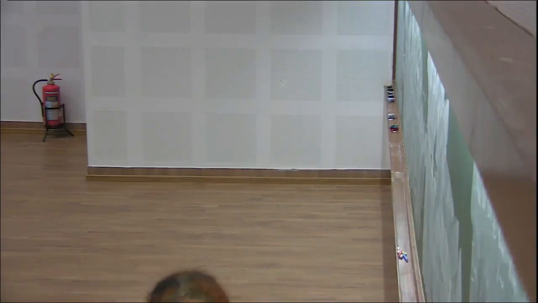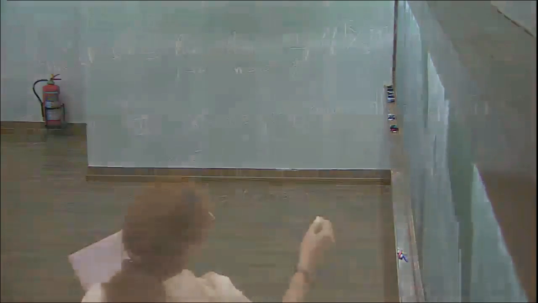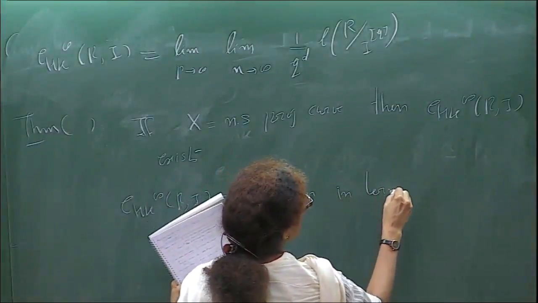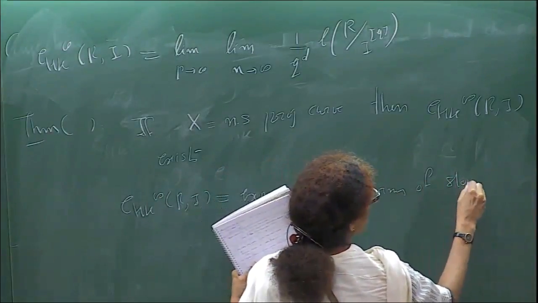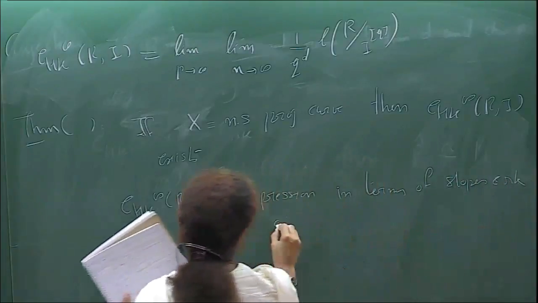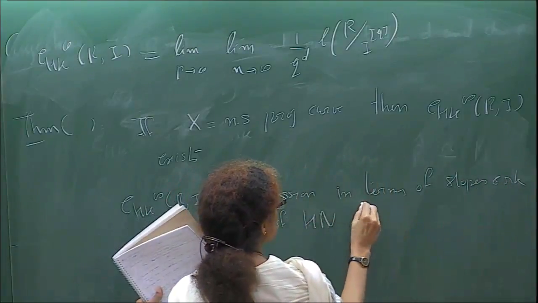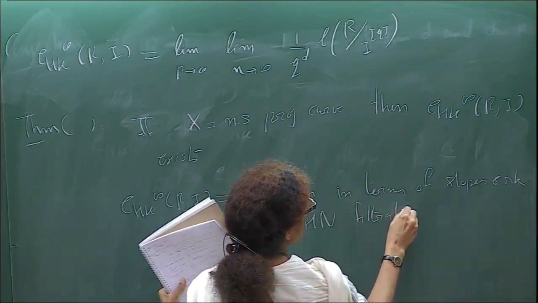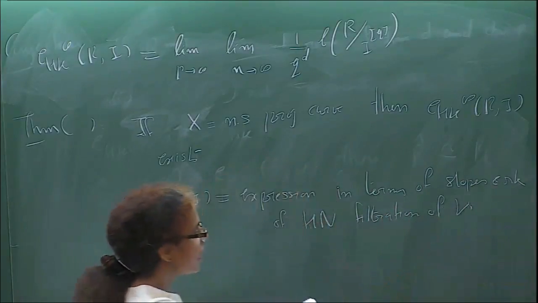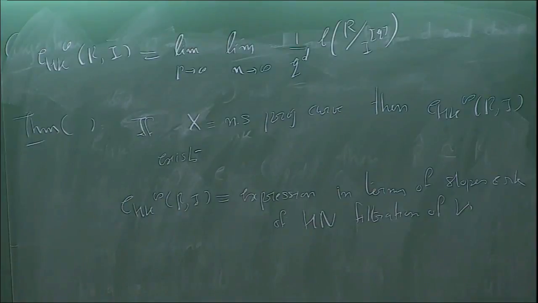So the answer, EHK infinity, which you get ultimately, involves the slopes of the vector bundle, the HN filtration of the vector bundle. So it's an expression or polynomial in terms of slopes and ranks of the HN filtration of V, which is defined in characteristic 0. So that way it has a nice interpretation. But for higher dimension, one doesn't know.